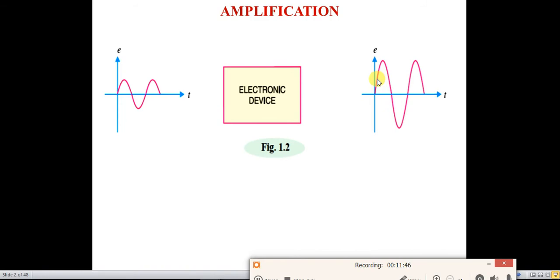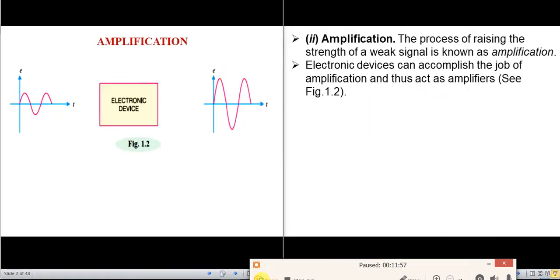Amplification में क्या हो रहा है, अगर कोई स्मॉल सिग्नल है जिसका वोल्टेज कम है तो उसका वोल्टेज बढ़ाया जा सकता है. वो कैसे होता है हम लोग देखेंगे. So electronic devices which perform amplification are called amplifiers.